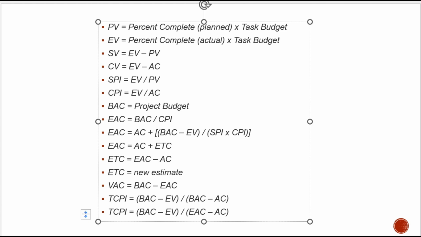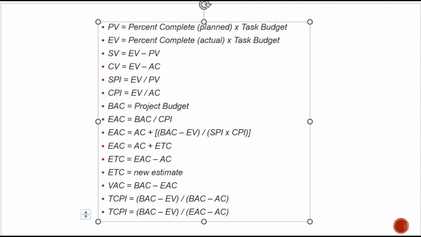Another parameter is to complete performance index. This is also a crucial metric in earned value management that helps project managers assess the cost efficiency required to complete a project within the specified budget. TCPI is a forecasting tool that indicates the cost performance needed on the remaining work to achieve a particular financial goal, such as an original budget at completion or a revised estimate at completion. It answers the question of how efficiently must we use our remaining resources to meet our financial objectives.